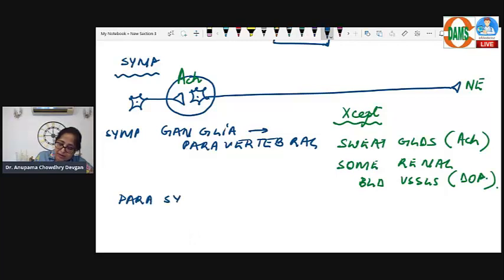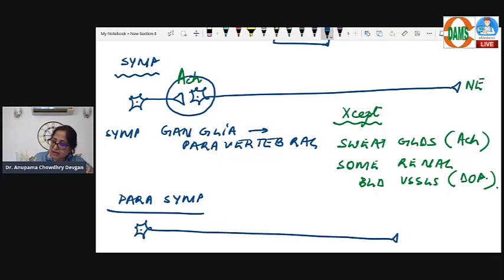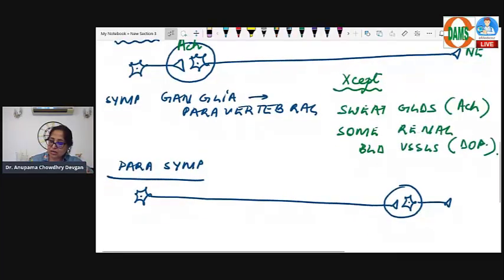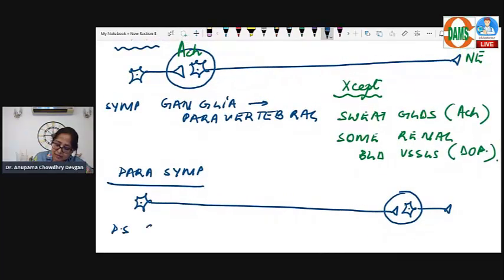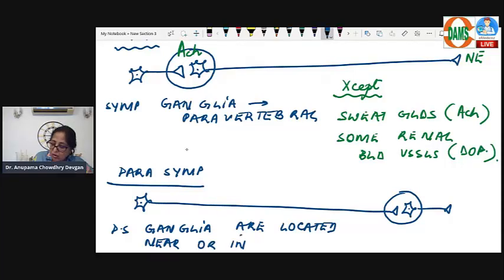Let's have a look at the parasympathetic. In the parasympathetic, the preganglionic nerve fiber is very long, and the postganglionic is extremely short. That is because the parasympathetic ganglia are located near or in the organs.